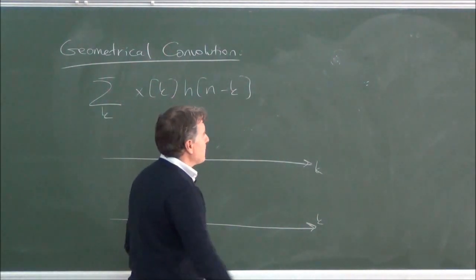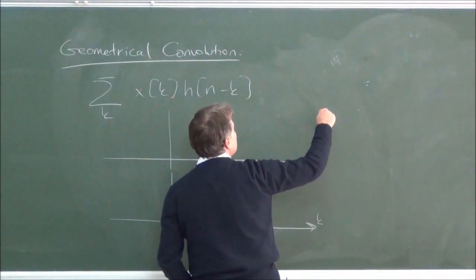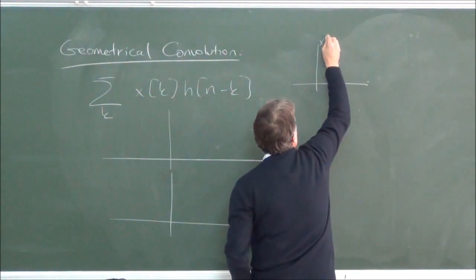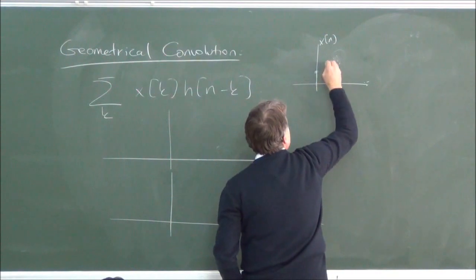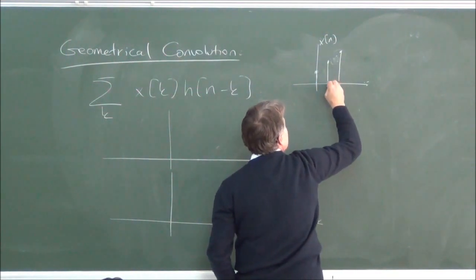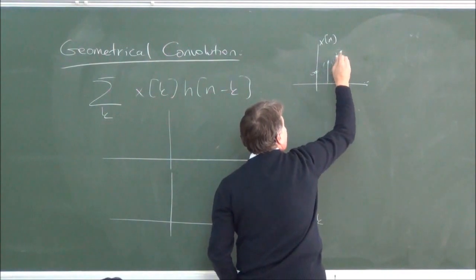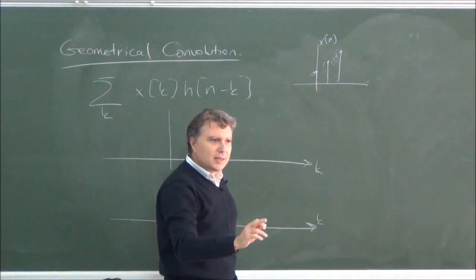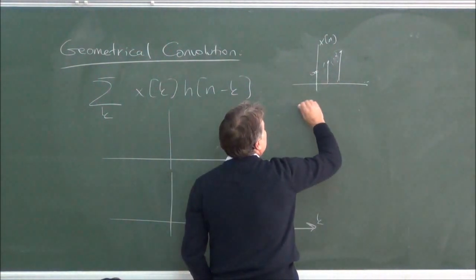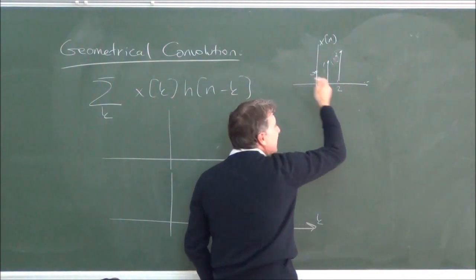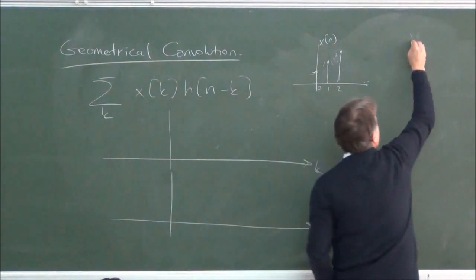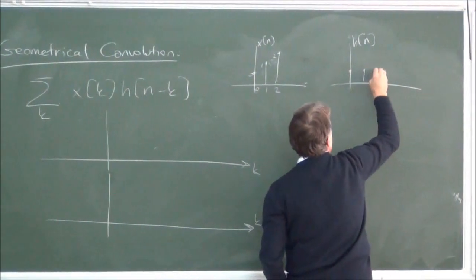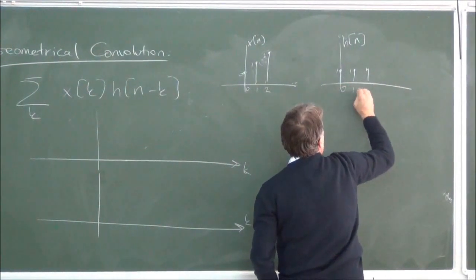Let's think of the same example as we just erased from here. x of n was 0, 1, 2, wasn't it? It was this, right? Or was this h or x? This was x originally, the quiz question. I guess this was x. Or let's take it this way, and let's have h of n as 1, 1, 1 at 0, 1, and 2.